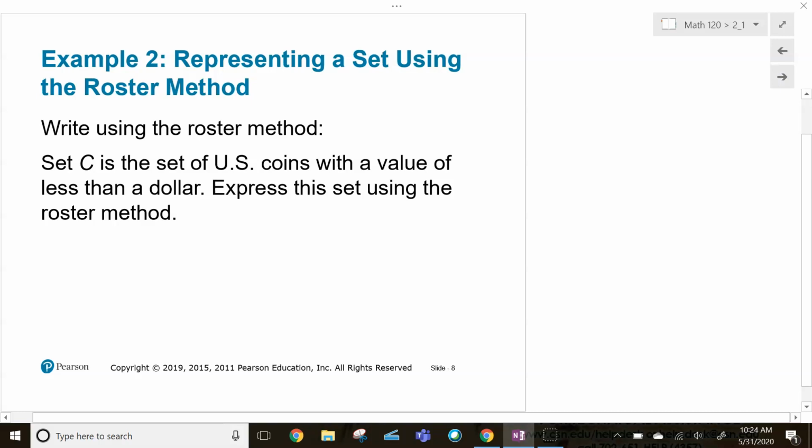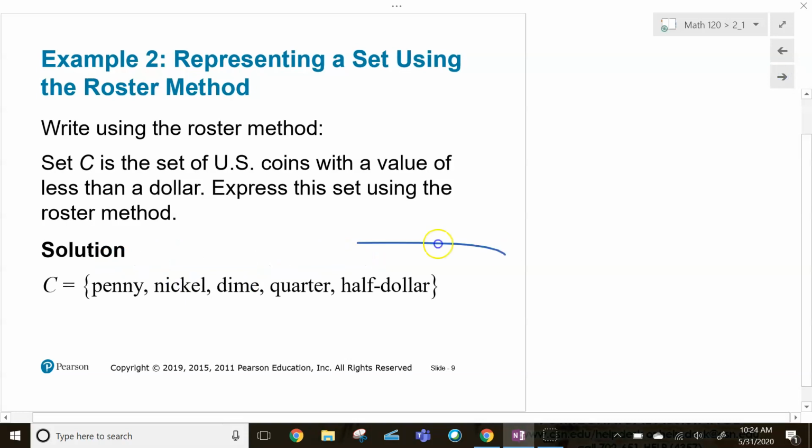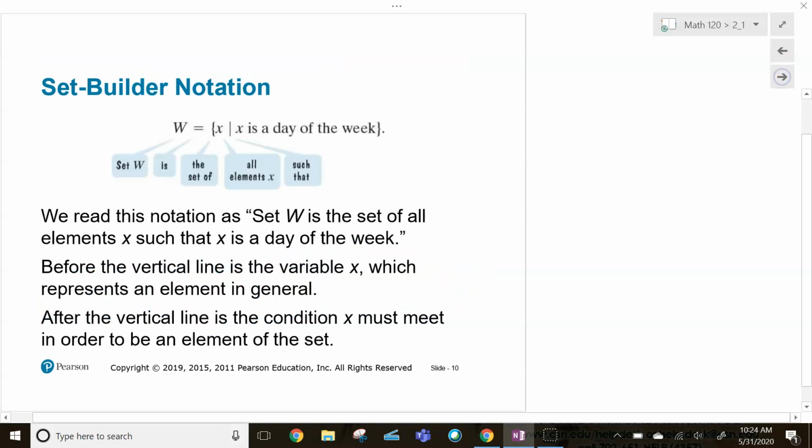If you were to write using the roster method, set C is the set of US coins with a value of less than $1. You'd write them out: penny, nickel, dime, quarter, half dollar. That's the roster method. You've got the braces outside and a comma between each element of the set. These are the members of the set.